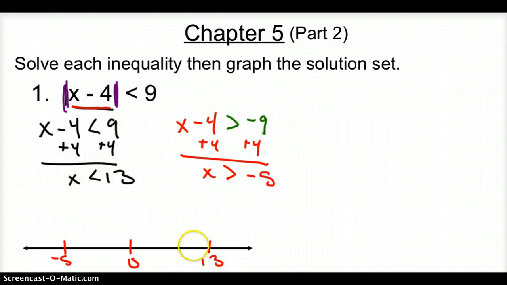Now, x is less than 13. It's going to be an open circle. We are going to be shading to the left because my variable is on the left. The arrow points to the left. Next, we're going to be shading x is greater than negative 5, so open circle on negative 5, we're going to be shading to the right because the arrow points to the right. So since both arrows are pointing in, we are going to shade everything that is inside our 2 points.